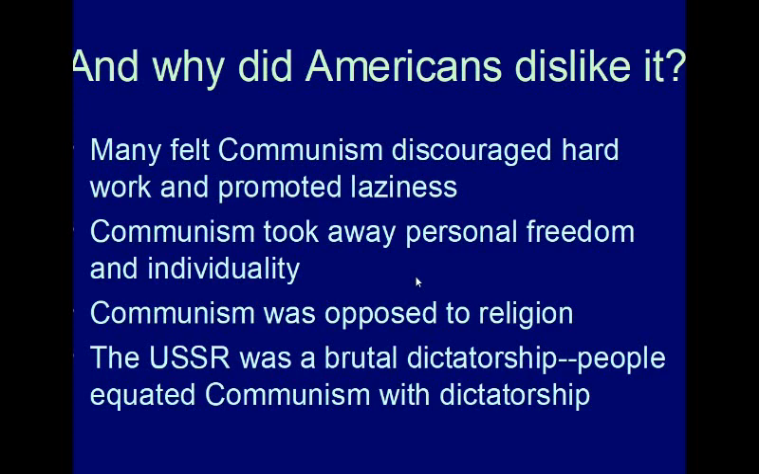Was opposed to religion. Well, the United States is the land of a lot of religions. United States allows every kind of religion. This is not true under a communist country. Well, obviously we have some differences. And was a brutal dictatorship.